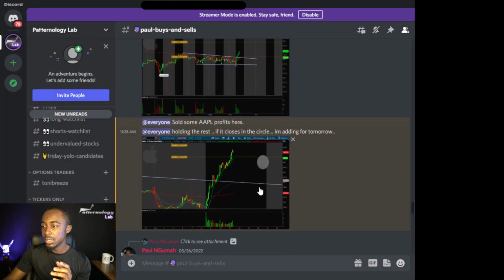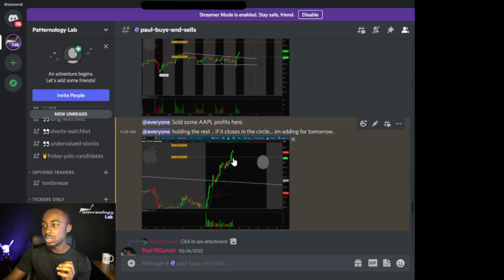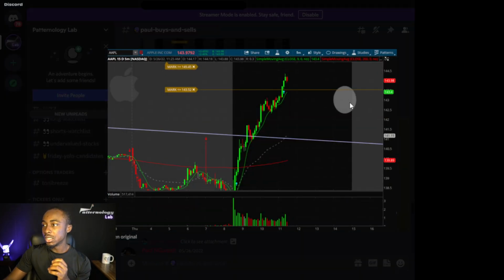All right. And when it got to that point, when it got to the high of the day, which was around 144, I sold a little bit with the intent to add more for tomorrow if it was to close inside of that circle. All right.